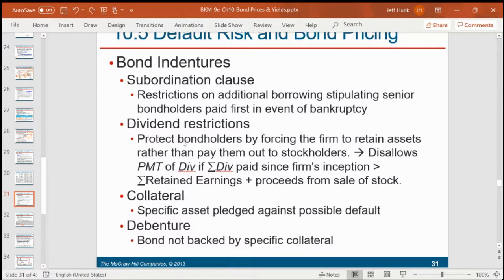Okay, and in case of bankruptcy, the senior bonds are entitled to payment first, right? That goes. And dividend restrictions, the same idea. As a lender, you don't want the borrower to pay out dividends to their stockholders before they pay you first. Make sense?